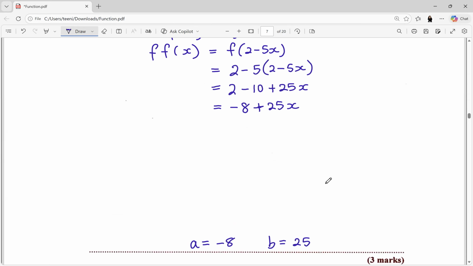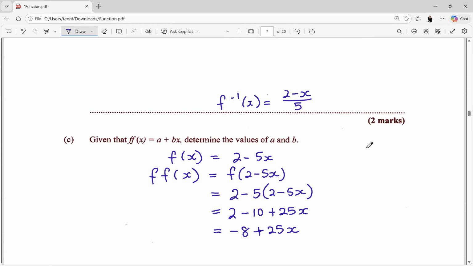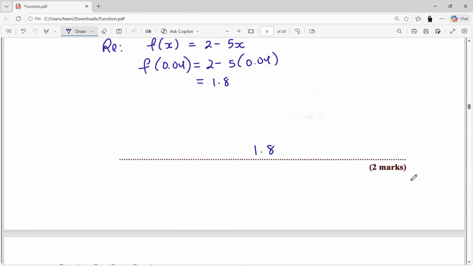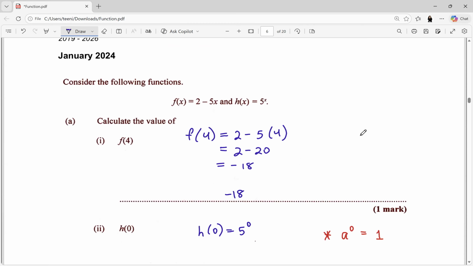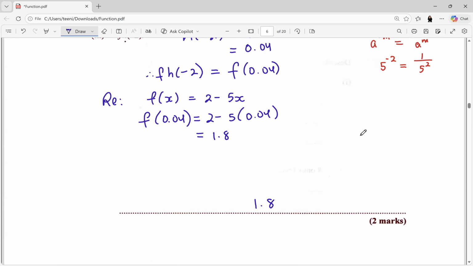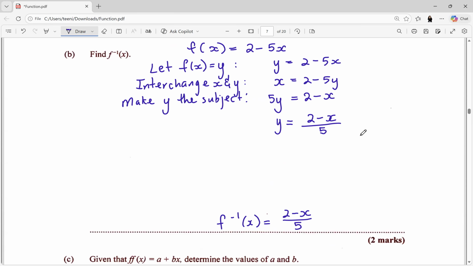Right, guys? So this whole question was what? 3, 2, that's 5, 6, 7, 8, 9. 9 marks, guys. A 9-mark question, right? Plenty of marks there. Almost a full 10%.